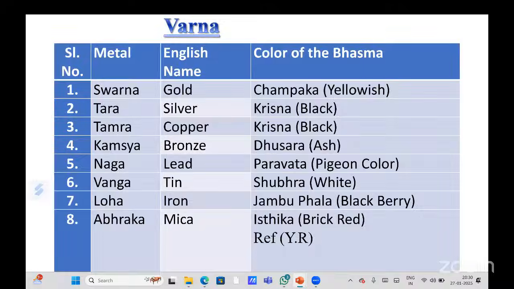Similarly, Slakshnatva is there, and Varna, the different colors, are there. Each drug has its individual color. Swarna Bhasma will have Champaka Varna, Tamra Bhasma will have Krishna Varna. In a similar way, Rajata Bhasma will have Krishna Varna, Kamsya Bhasma will have Dhusara Varna, Naga will have Paravata Varna and Vanga will have Shubhra Varna. Loha will have Jambu Phala Varna and Abhraka has Ishtika Varna.